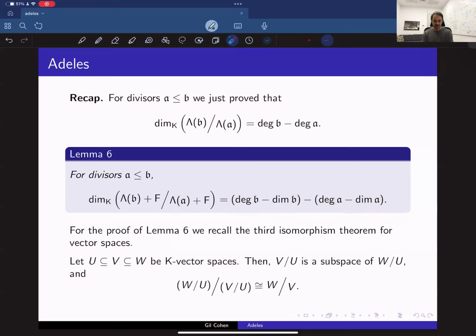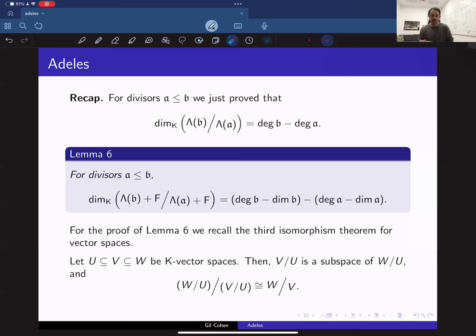And interestingly enough, this algebraic object captures the difference between these two parameters, which are of very much interest to us. If you recall, they capture how much deficiency you have. So degree B is how many degrees of freedom you allowed in your divisor, and the dimension is how many functions actually obey those degrees of freedom.